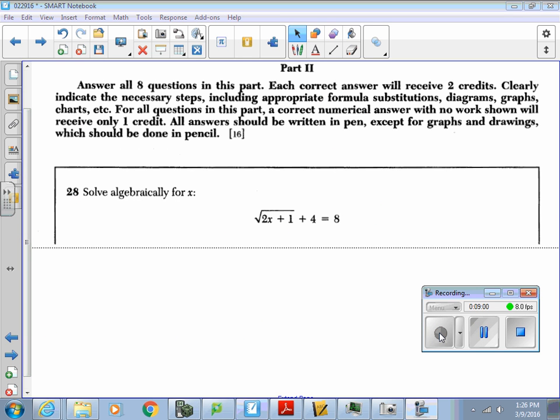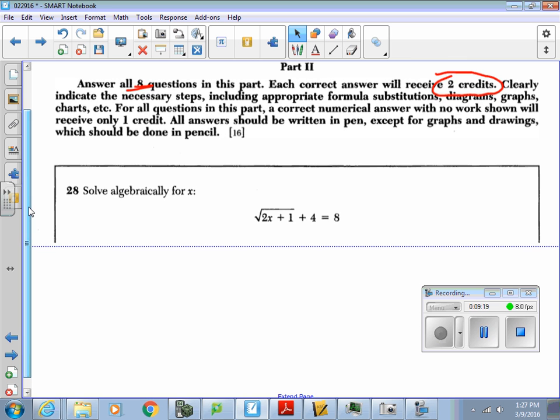All right, now we're moving on to part 2 questions. This is number 28. It says right here, the next 8 questions are worth 2 points. You receive 2 credits, which means you could do a lot of work and make one little mistake and lose a point. So we have to be careful as we're dealing with these problems.